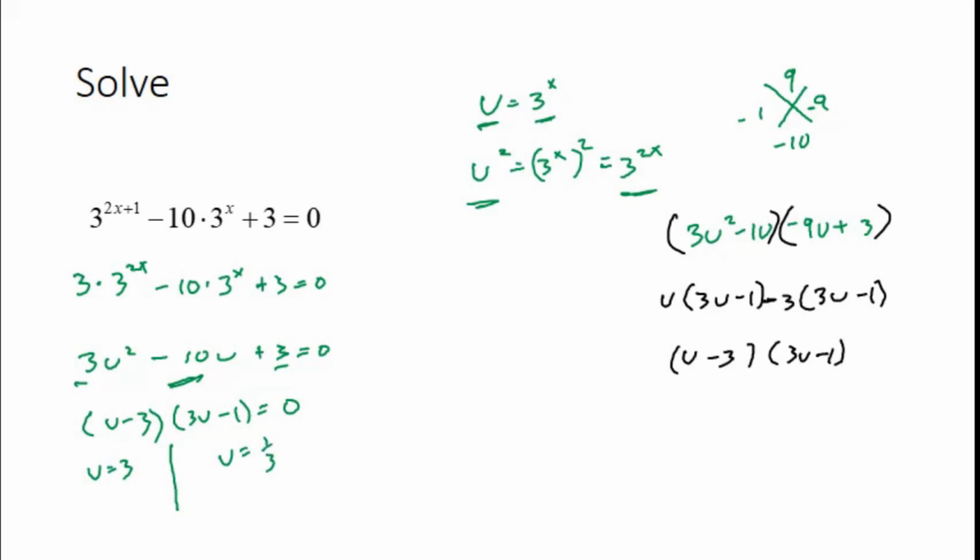So in other words, 3 to the x is either equal to 3 or 3 to the x is equal to 1/3. Keep in mind that 1/3 is the same as 3 to the negative 1. And that 3 is the same as 3 to the 1. So what we have is either that x is equal to 1 or x is equal to negative 1. And those are our answers.